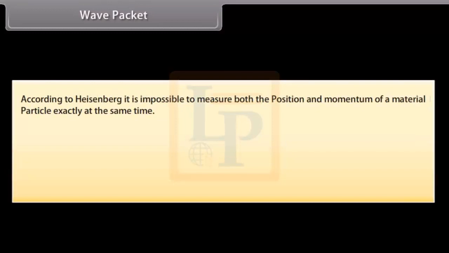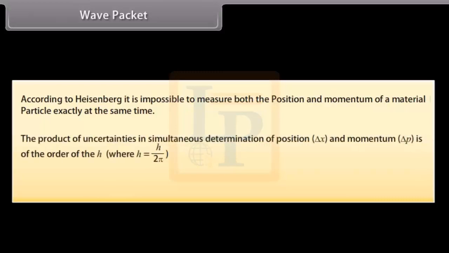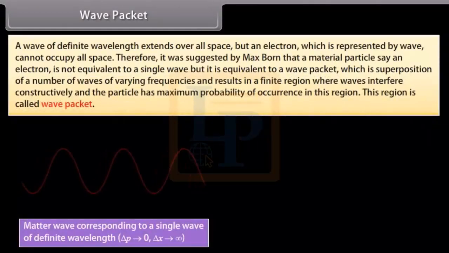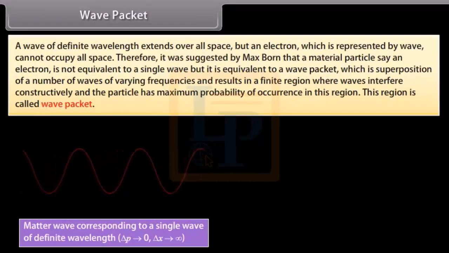Wave packet. According to Heisenberg, it is impossible to measure both the position and momentum of a material particle exactly at the same time. The product of uncertainties in simultaneous determination of position delta x and momentum delta p is of the order of h cap, where h cap is equal to h by 2 pi, delta x into delta p approximately h cap. A wave of definite wavelength extends over all space, but an electron, which is represented by wave, cannot occupy all space.